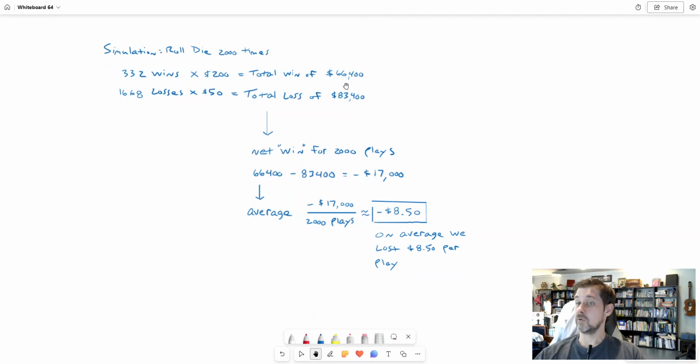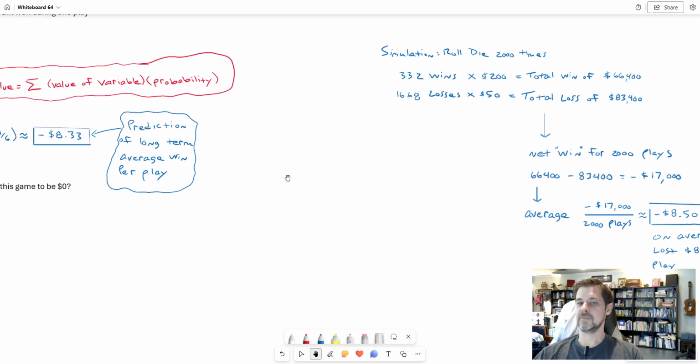And that's a total win of 66,400. And then with the remaining rolls out of 2,000 being 2 through 6, that would be 1,668 losses at $50 each. So a total loss, if you multiply those together, of 83,400.